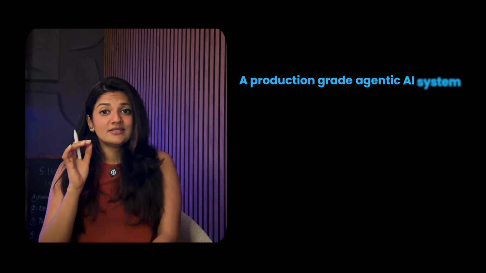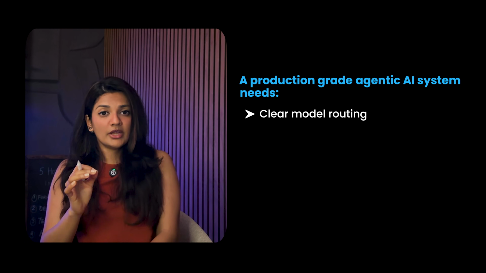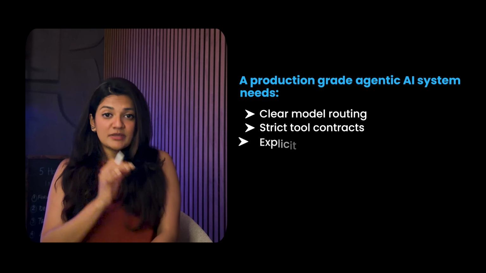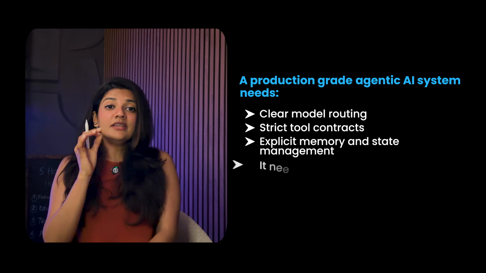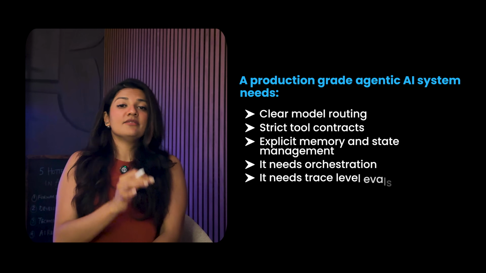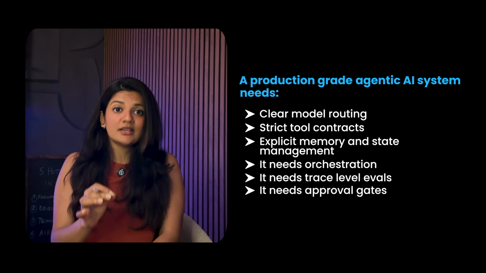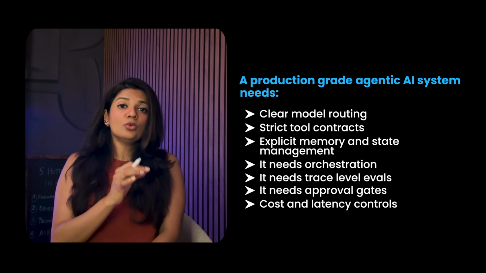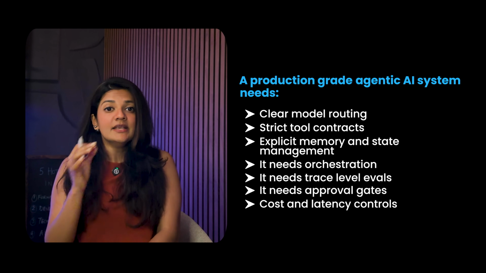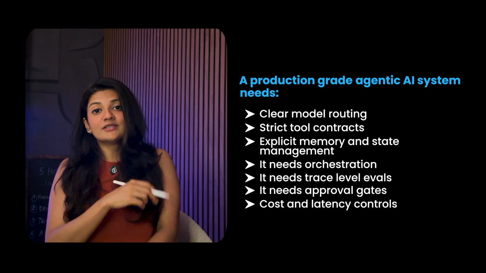This is why agentic AI system design is not just about prompt engineering. It is actually the backend design. It is the data design, it is the security design, and it is the product design with LLM in the loop. So here's the final takeaway that you should have from this video. A production grade agentic AI system needs clear model routing, strict tool contracts, explicit memory and state management. It needs orchestration, it needs trace level evals, it needs approval gates, cost and latency controls, along with context design, observability, security, and privacy. It is all of it.